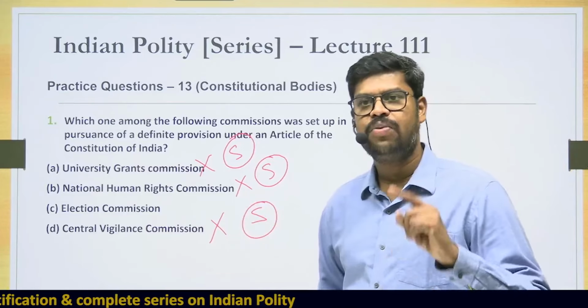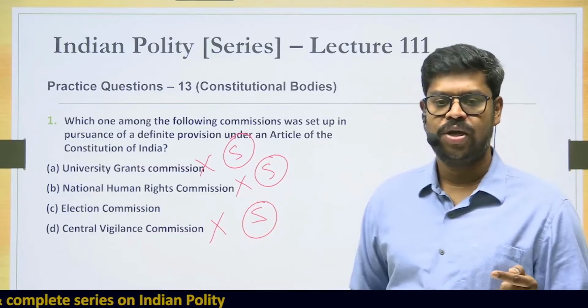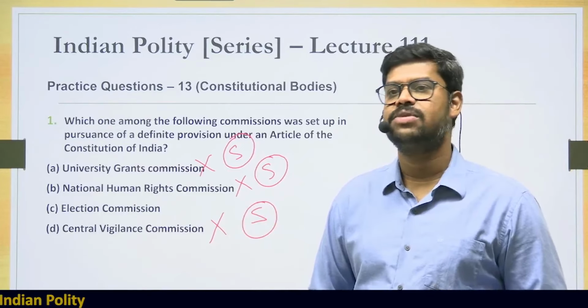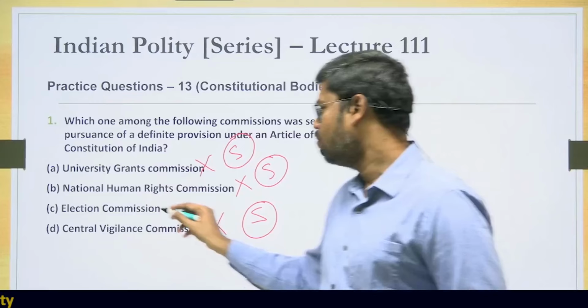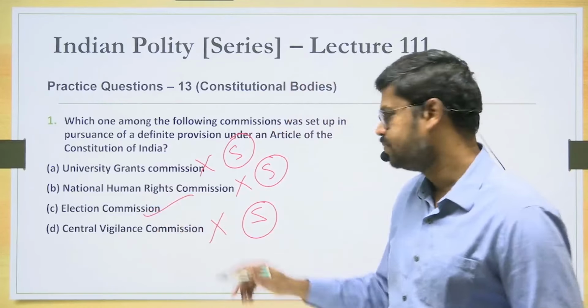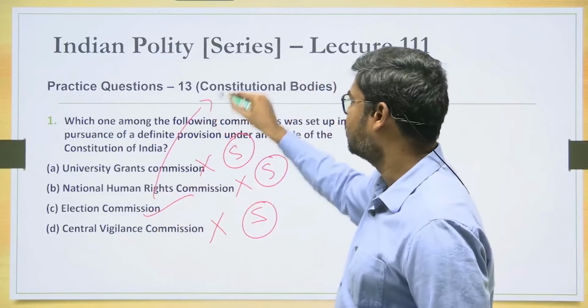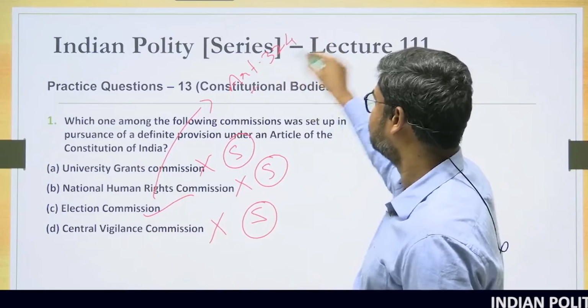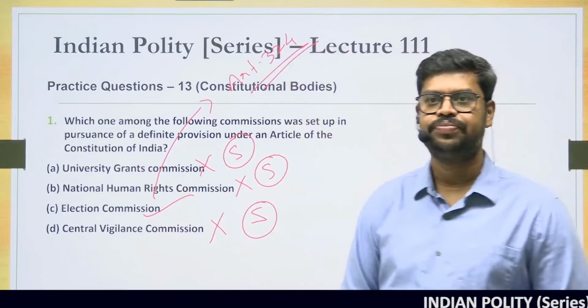I have already made it very clear what a constitutional body is: a body which is established by the Constitution itself becomes a constitutional body. What about the Election Commission of India? Is the Election Commission of India a constitutional body? Yes. It is established under Article 324 of the Constitution. Therefore, the Election Commission of India is a constitutional body.